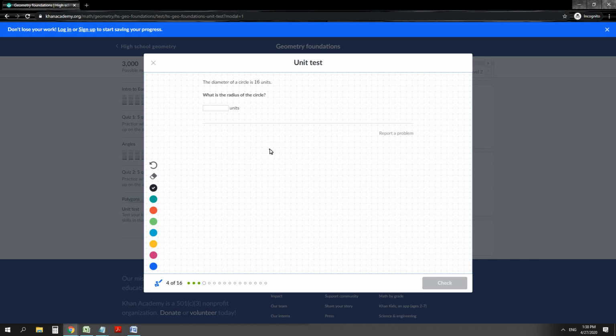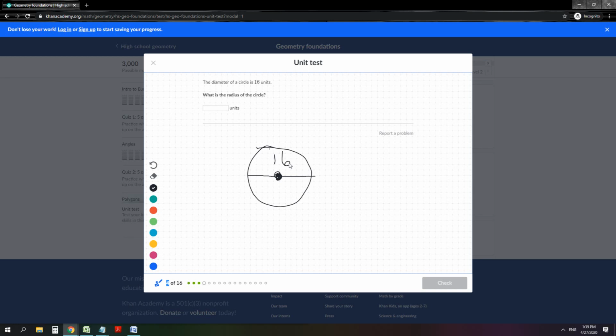The diameter of a circle is 16 units. Okay. Draw a circle. Draw a line straight through. Here's the center. The diameter is the whole way across, so the whole distance is 16. The radius is only half that, so the radius is going to be 8. That's mostly remembering a definition. The radius is the distance from the center to the side, and the diameter is the distance all the way across going through the center.